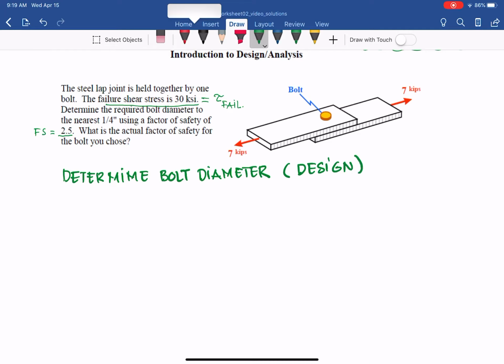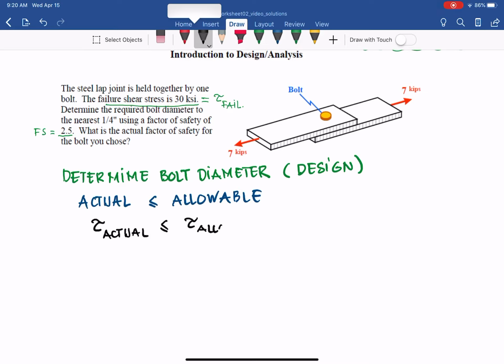If they gave you the bolt diameter and asked you to check whether the bolt can bear just the 7 kips load, then it would be analysis. In this case, we apply the general design equation: actual less than or equal to allowable. Here it is about shear stress, so tau actual is less than or equal to tau allowable.